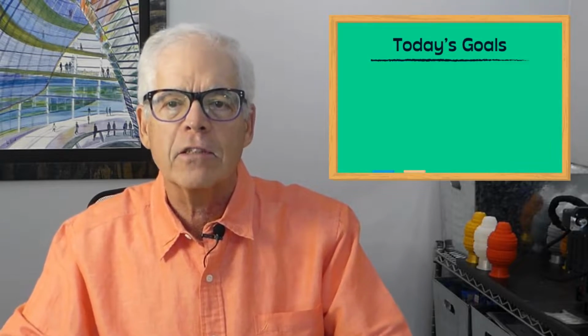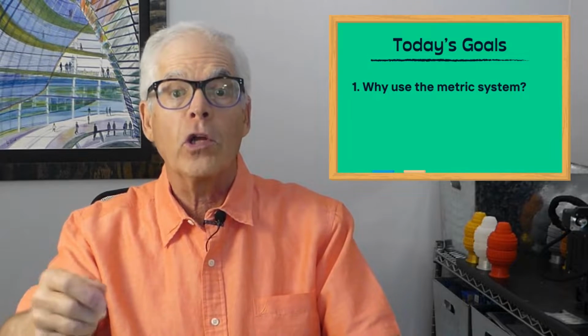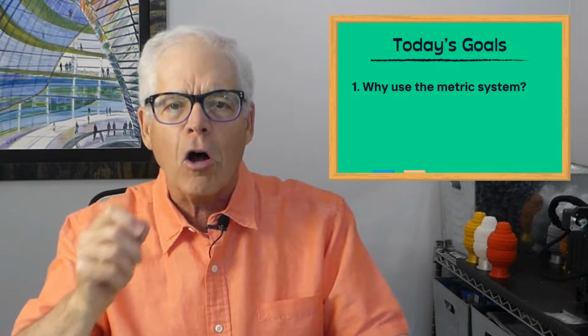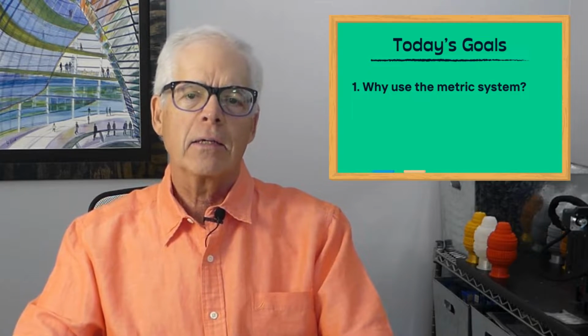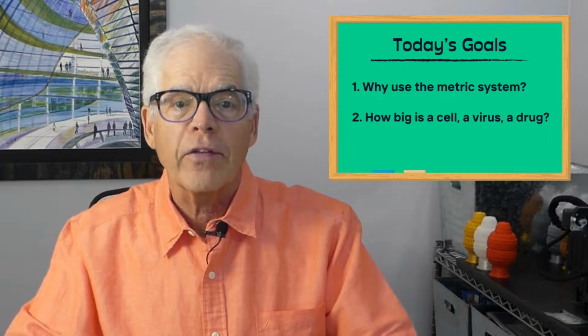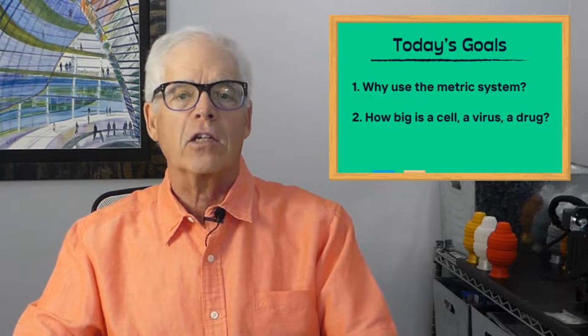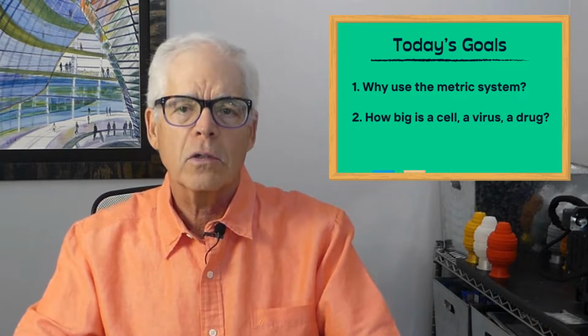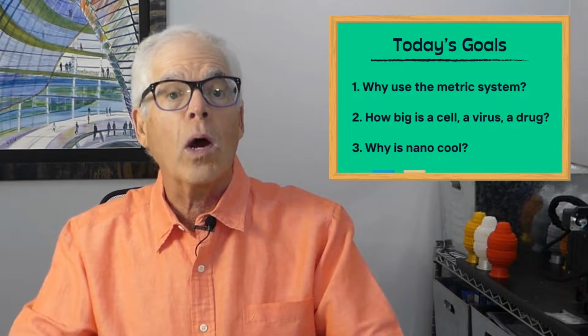Today I have 3 simple goals. First, I'm going to explain why the metric system is used to measure things that are so small they can't be seen by the naked eye. Second, I'm going to help you understand the relative size of very small objects, things you hear about every day like cells and viruses and drugs. Finally, I'm going to explain to you why you should care about nano.